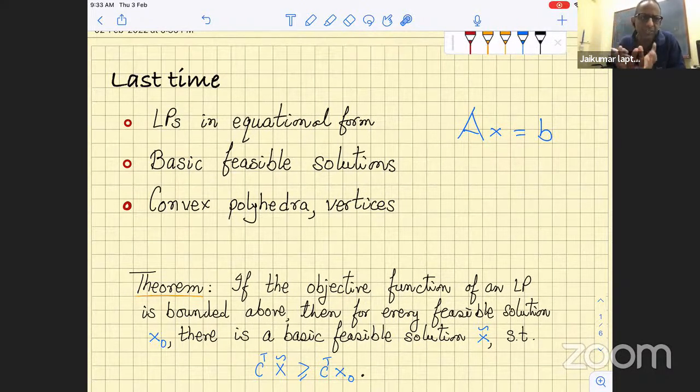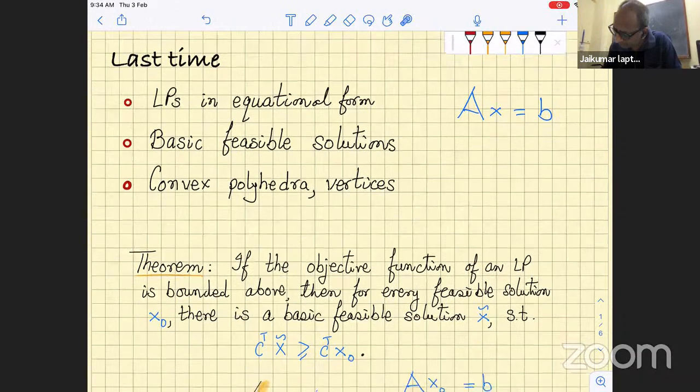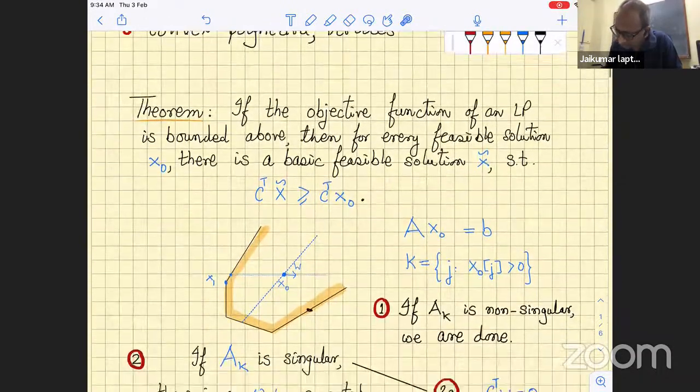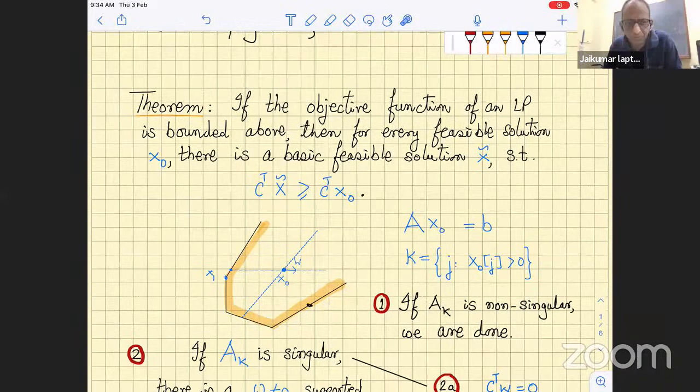And last time we saw there was a connection between basic feasible solutions and the geometric picture, where basic feasible solutions corresponded to vertices. And this was for LPs written in equational form. Okay. A similar theorem exists for general LPs, but we just briefly referred to it, and did not discuss it in detail. But an important theorem was that it's enough to consider basic feasible solutions.